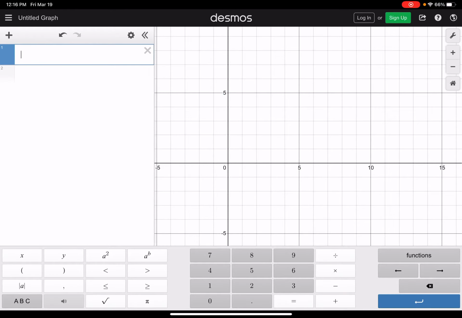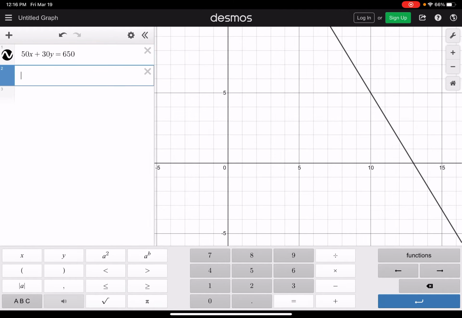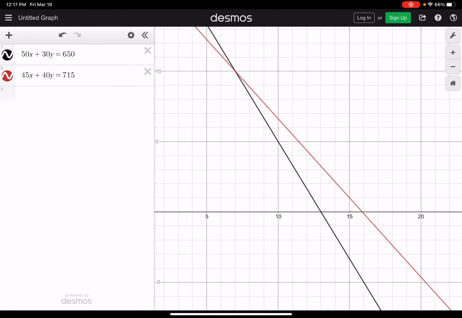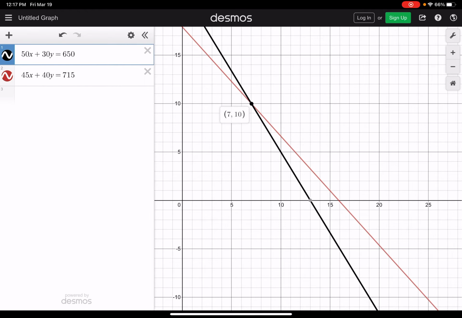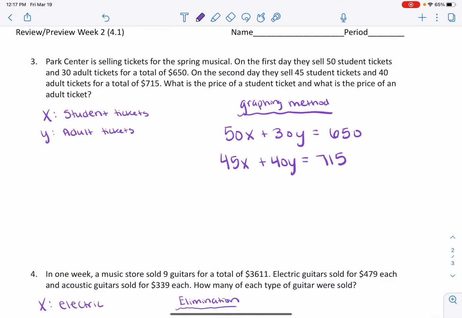And we've got 50x plus 30y, and that's equal to 650. And then we've got 45x plus 40y equals 715. So I see that they cross at (7, 10), which tells me that student tickets are $7 and adult tickets are $10. I'm going to go ahead and go back and write that down.